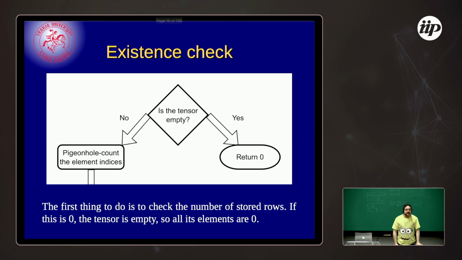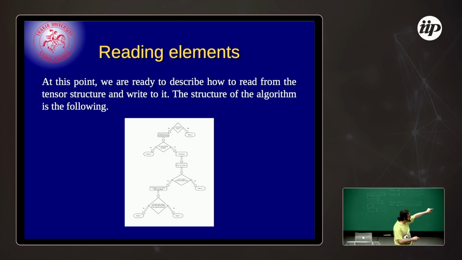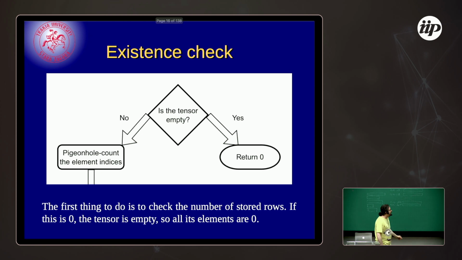So the first thing that you need to do is what I call an existence check. This is literally the first part of the flowchart. I'm zooming here and then zooming down. That's what we're going to do. Okay. So the first thing we are reading here, the first thing you have to do is to check, does the tensor even exist?